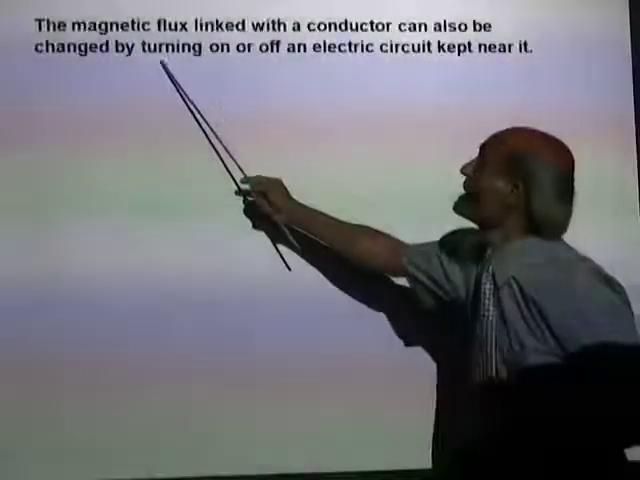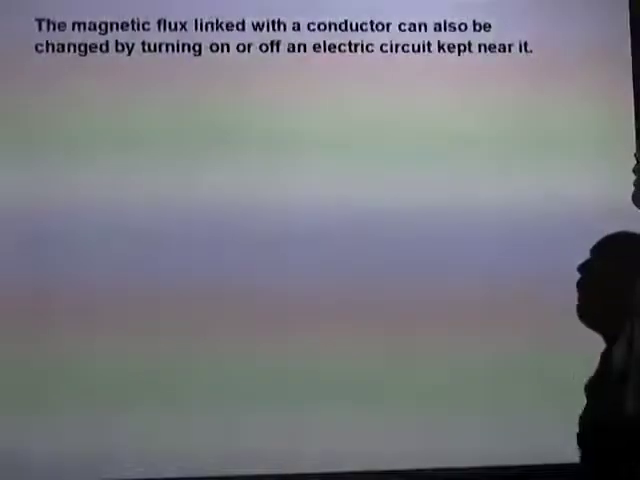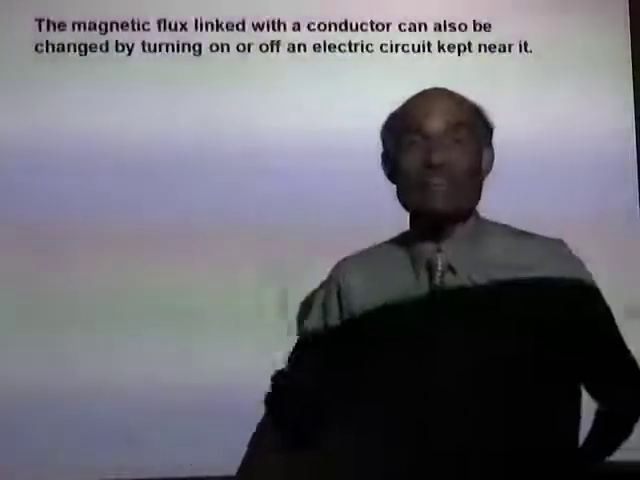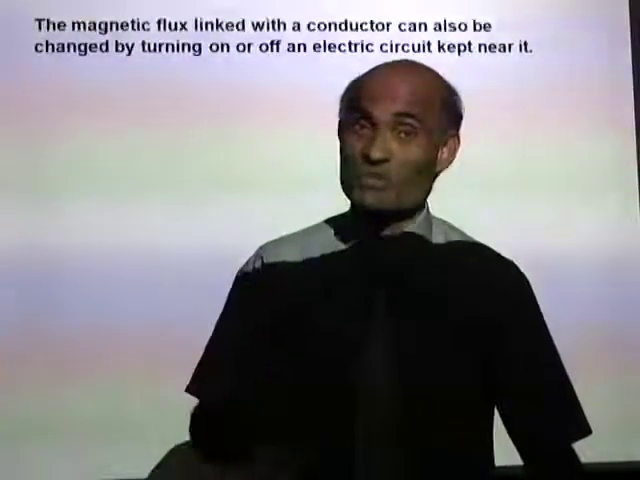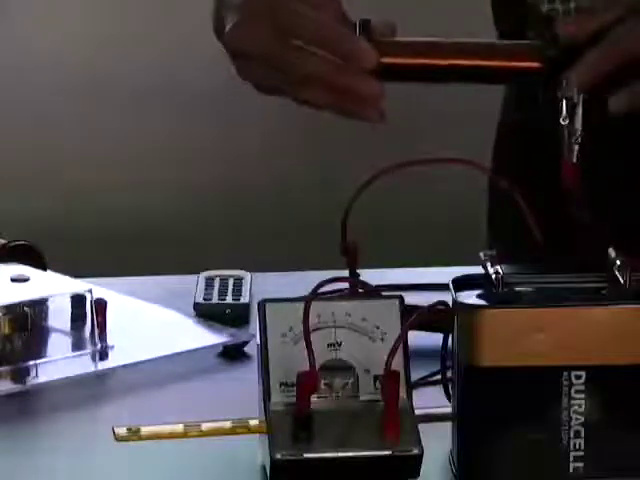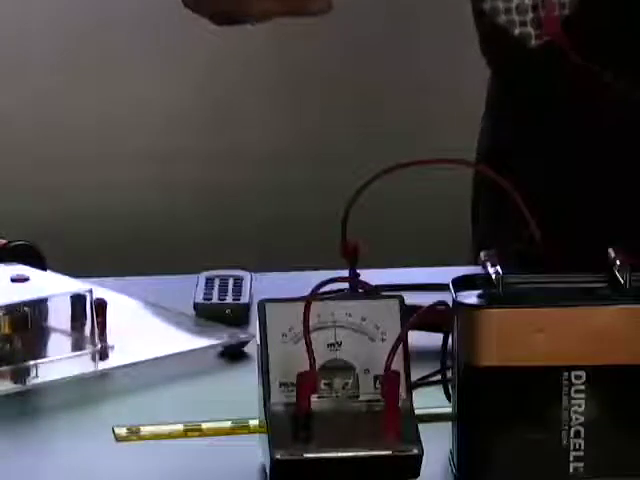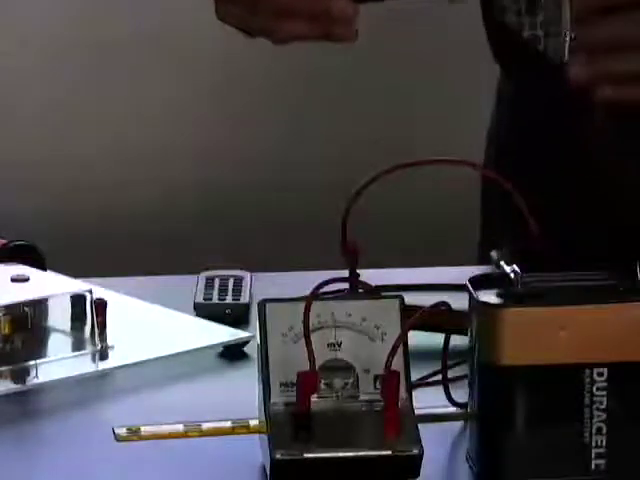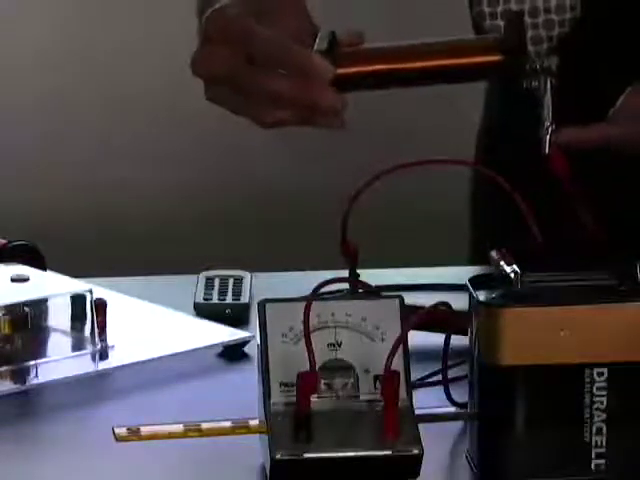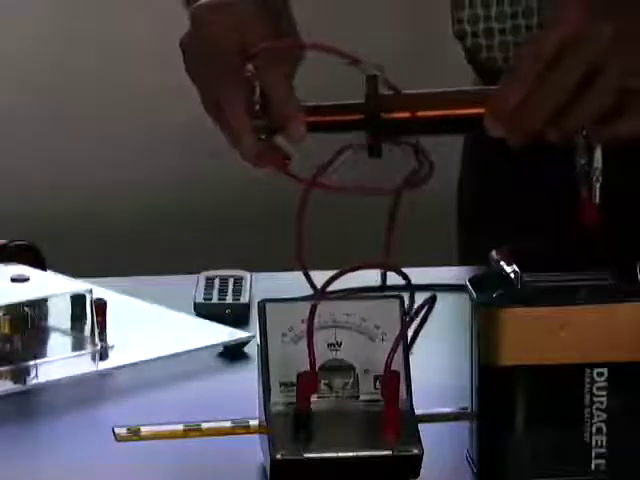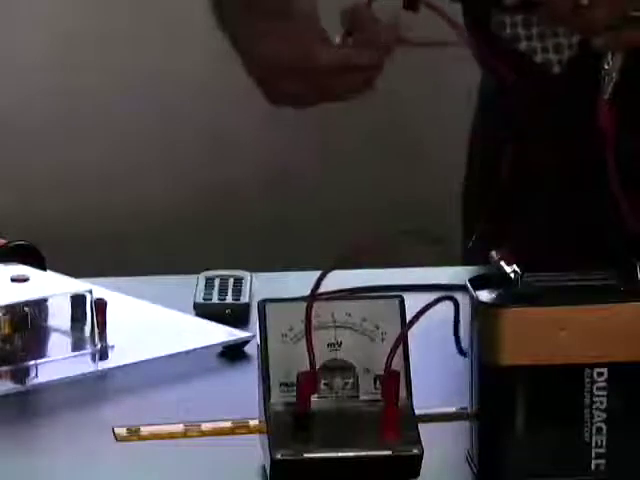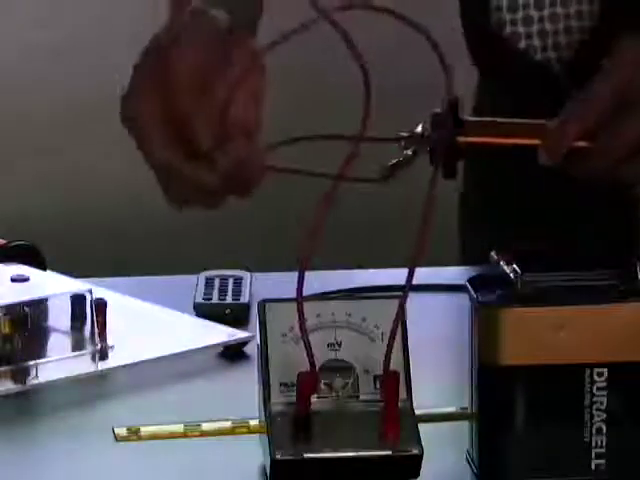Now the magnetic flux linked with a conductor can also be changed by turning on or off an electric circuit kept near it. Well, that is an important part, and you must actually pay attention to it. Now here I have this coil of wire that is connected to this battery. In fact, I have connected one wire, and I will connect the other wire later on. And another coil over here, I'm going to put it inside. Remember, they are not making contact. And this second coil is connected to a galvanometer.